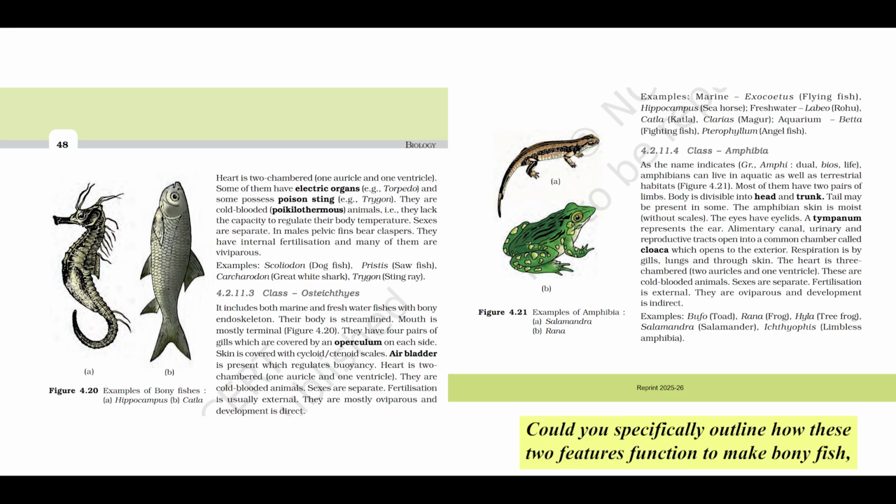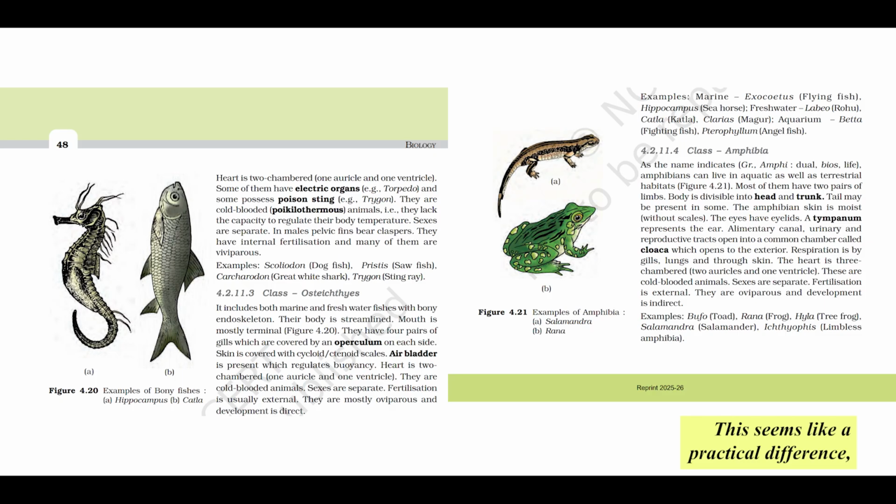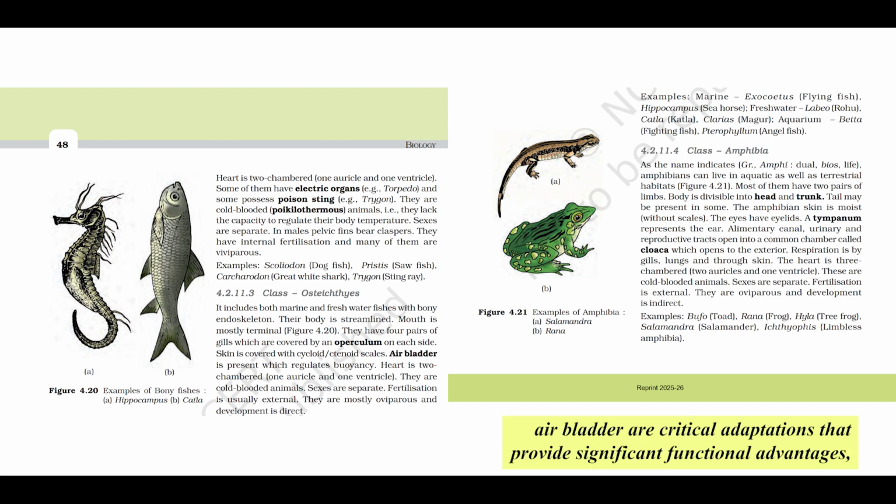Could you specifically outline how these 2 features function to make bony fish, perhaps, more efficient or adaptable in their aquatic habitat compared to cartilaginous fish? This seems like a practical difference, important for understanding their ecological success. Absolutely. The operculum and the air bladder are critical adaptations that provide significant functional advantages, contributing greatly to the ecological success and diversity of bony fish.